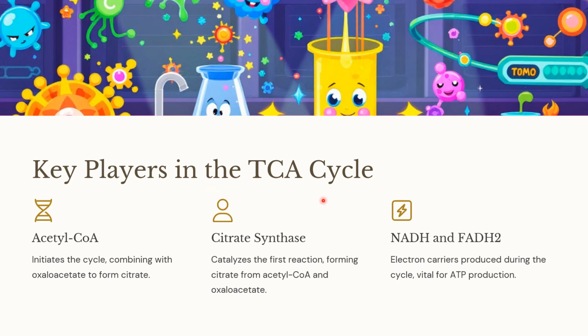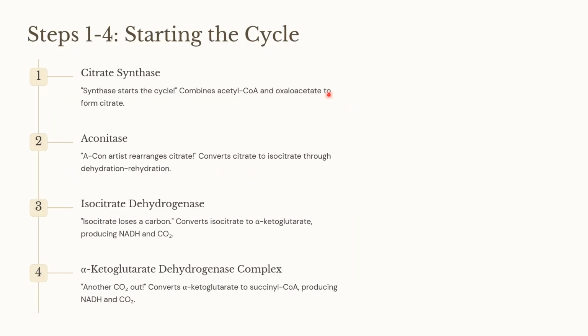So what are the key players in the TCA cycle? Acetyl-CoA is the one which initiates the cycle. Citrate synthase is the one which catalyzes the first reaction. And NADH and FADH2 are also produced during this TCA cycle. Citrate synthase is the one which starts the cycle, because citrate is the name of the cycle and is the first product formed.